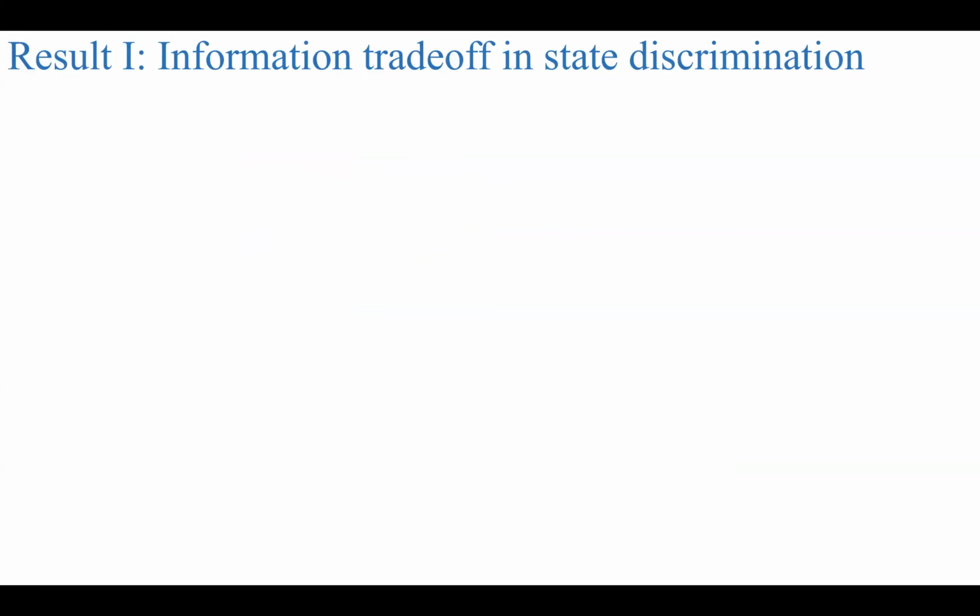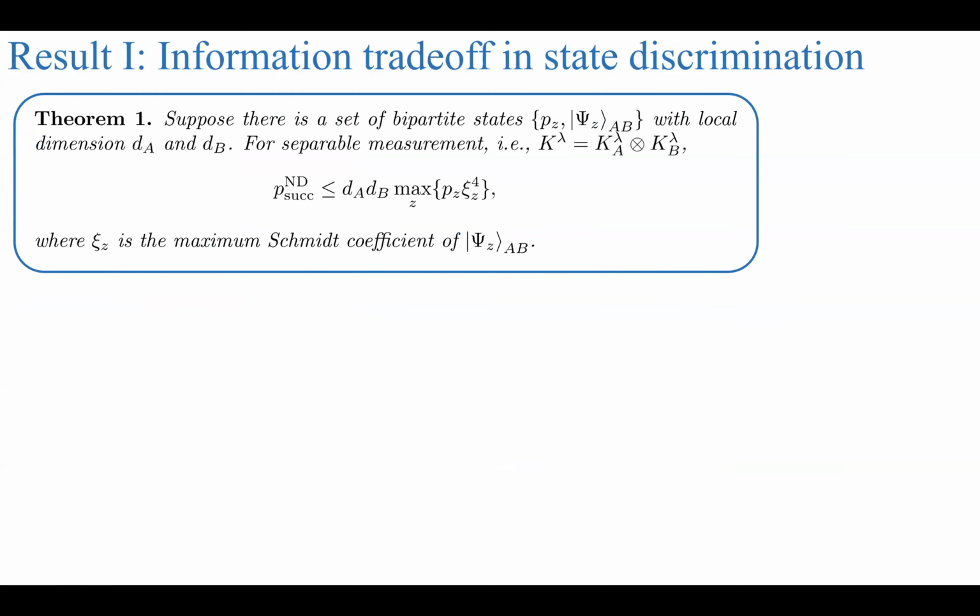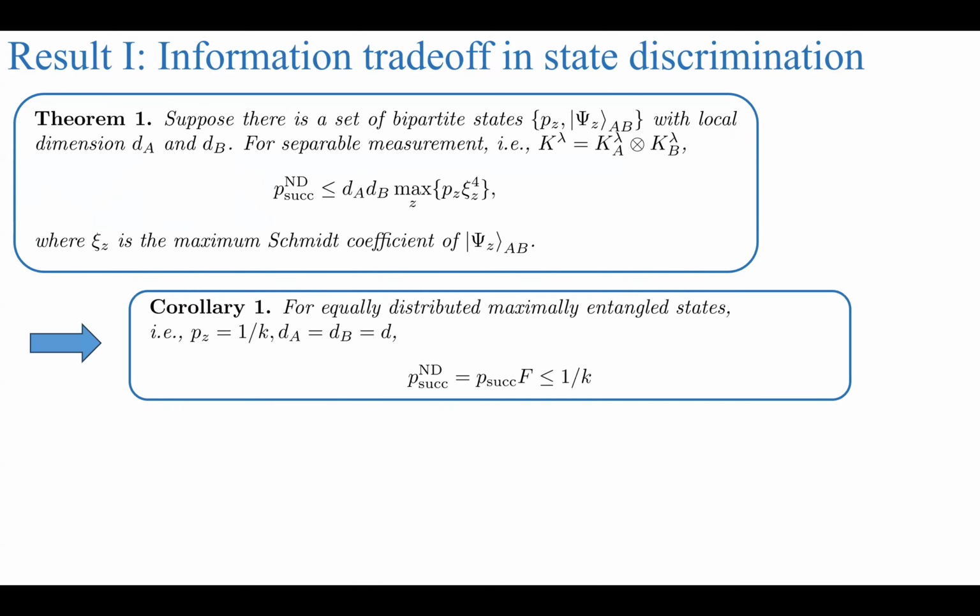And our first main result is on the information trade-off in state discrimination. So this is our main theorem, and we consider the separable cross operator to cover the separable measurement. And so we actually found an upper bound on the success probability of our non-destructive task, but it depends on the local dimension and the Schmidt coefficient of the initial state.